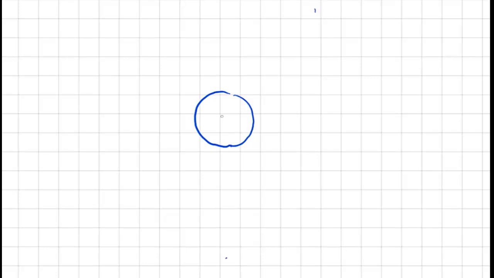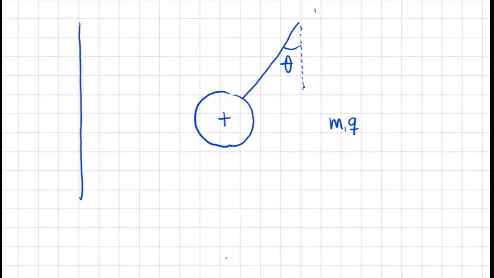We have the mass m with charge q, and it is hanging by this cord, and this cord is making an angle theta with the vertical like this. Besides that, we have the plane on this side, and the plane is charged with negative charge. It has surface charge density sigma.